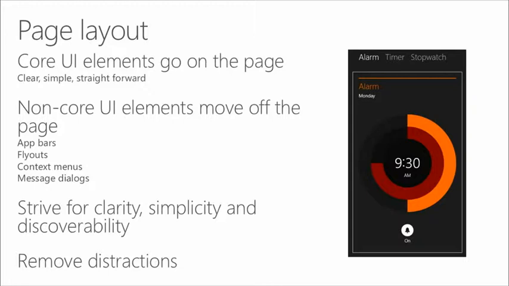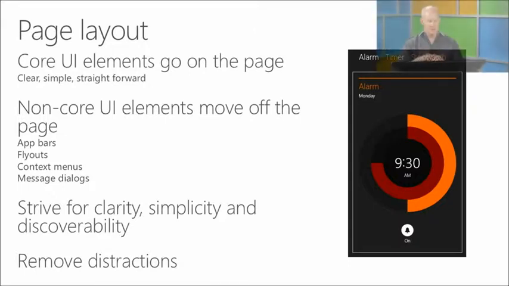For non-core UI elements, you have the opportunity to move those off the page in a way that's still easy for users to find, like on an app bar or a flyout, or connected to the charms in a settings flyout. By doing this, you remove clutter and get clarity. So you don't even have to think about discoverability, because everything is so clear and simple within your UI. Rather than solving for discoverability, you're just removing the distractions from the start, so your app is really great from the start.